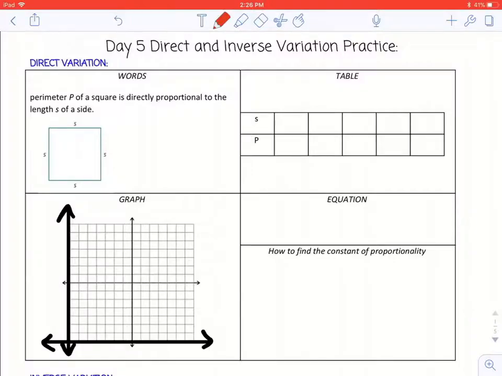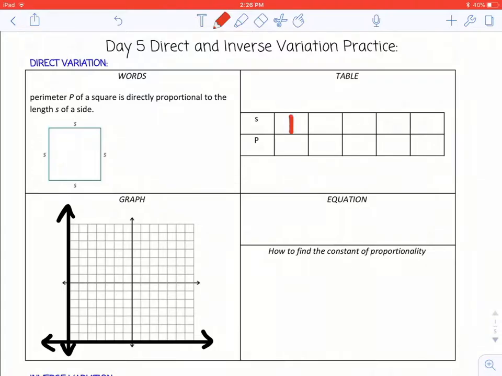So we're going to take a look at a direct variation problem using our four representations: words, a table, a graph, and an equation. So with words, we think of the perimeter P of a square as directly proportional to the length S of a side.